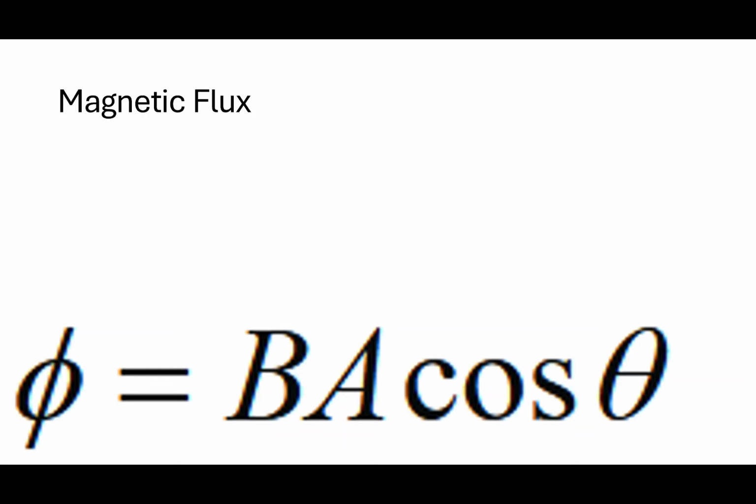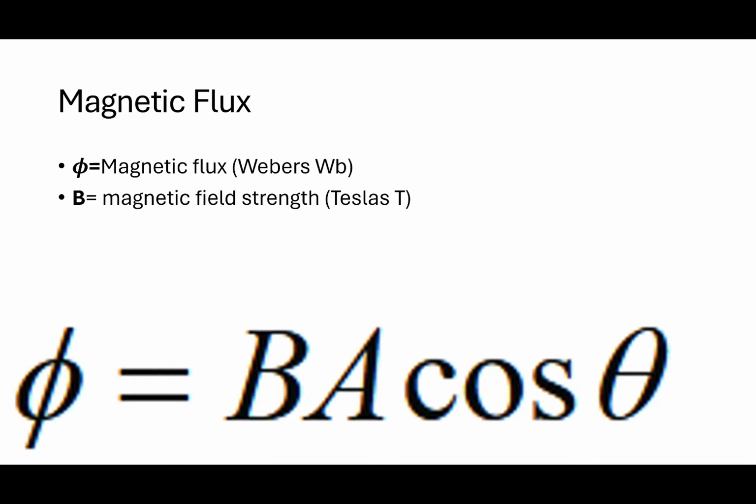Now magnetic flux is very simple. It's just the amount of area in a magnetic field and how strong the magnetic field is. So essentially the density of the magnetic field lines in an area. So if you had magnetic field lines and you had a square, that would be the flux, the amount of magnetic field lines in that area.